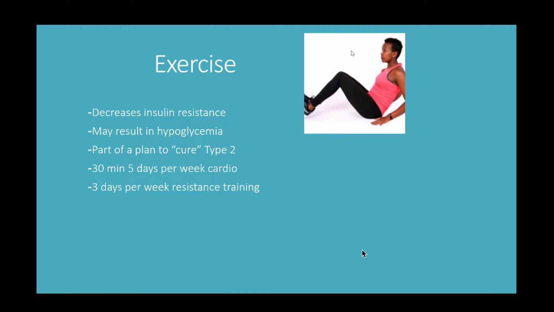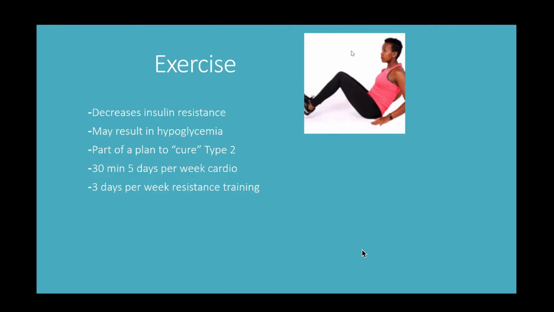Which is the effect we want with patients with type 2, but can be dangerous in our patients with type 1. So it's very important to remember that insulin resistance is decreased during exercise, so their blood sugar is going to drop. And for our patients with type 1 diabetes, that means the insulin we give them is going to be used more effectively, and they're going to have blood sugar drops. Okay.